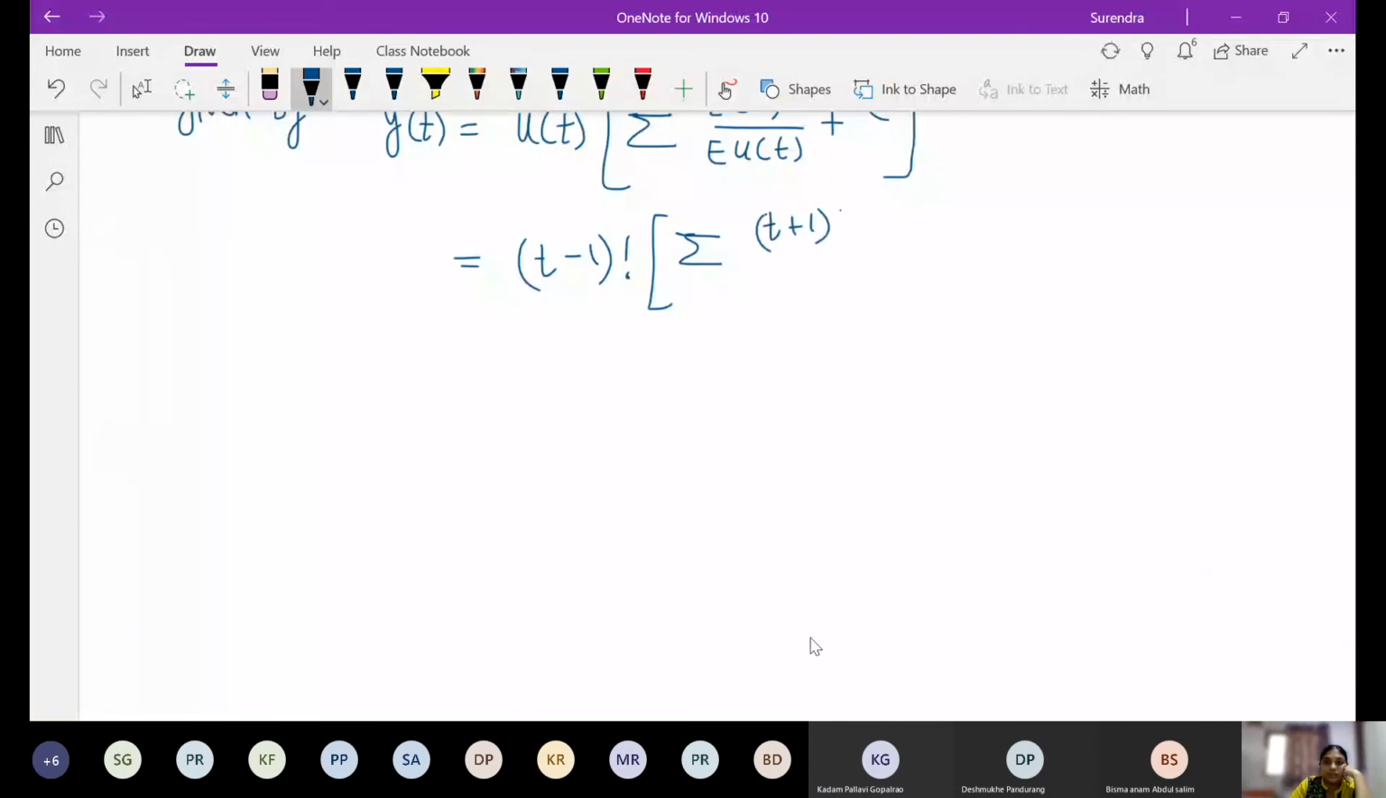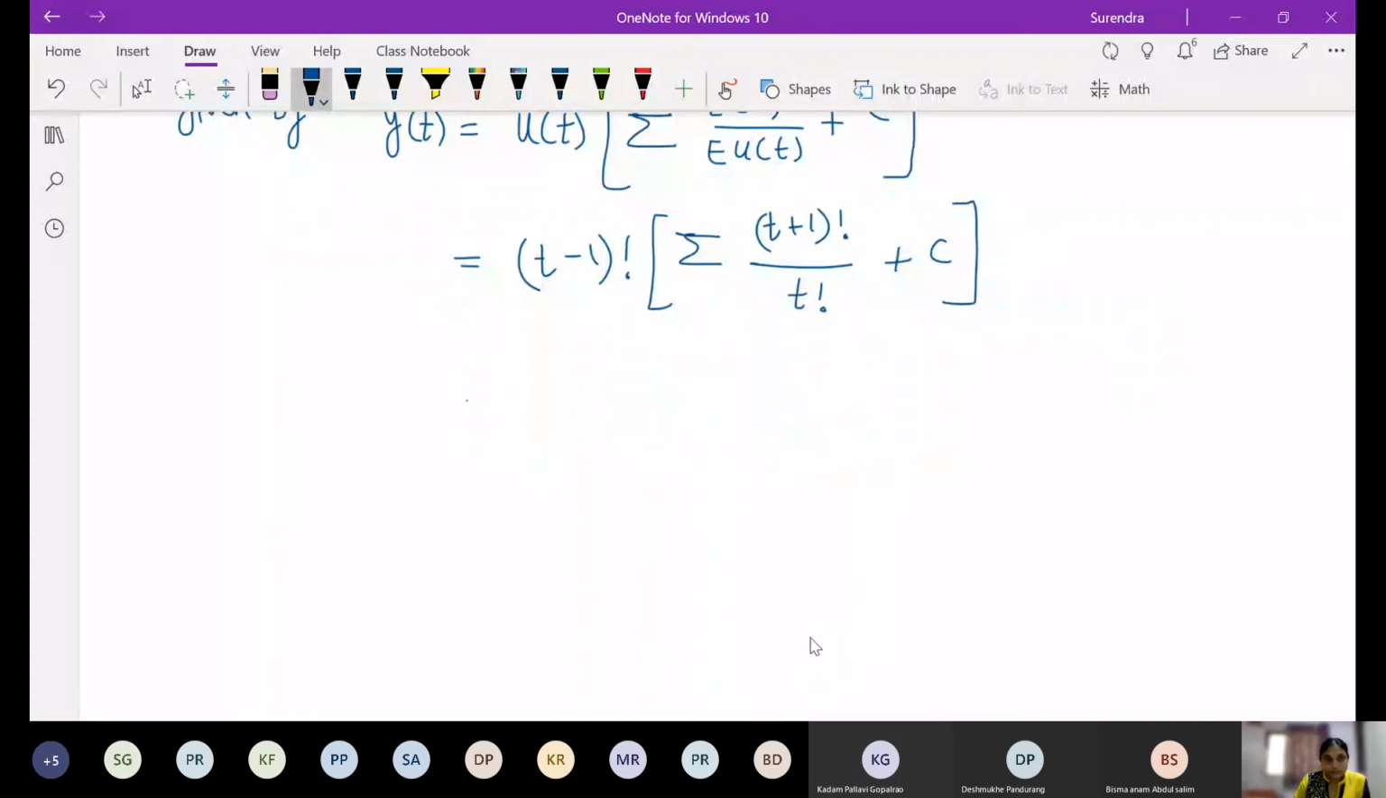And EUT, what is EUT then? If UT is t minus 1 factorial, EUT is nothing but you add t plus 1. T plus 1 minus 1 factorial, it is t factorial, and plus c. Is that okay?